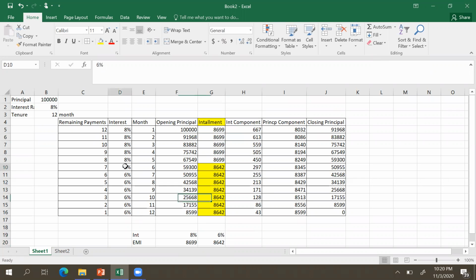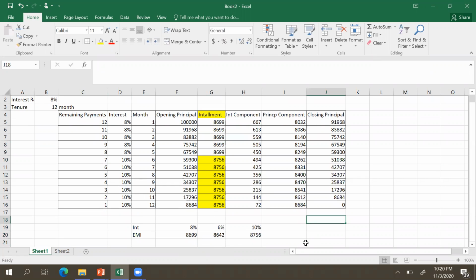Now again we will go back. What happened when the interest rate increased to 10%? With respect to the earlier EMI of 8699, the EMI increased to 8756. Okay, so this is what is happening. Though the tenure, what is the tenure? The tenure remains 12 months in both the cases.